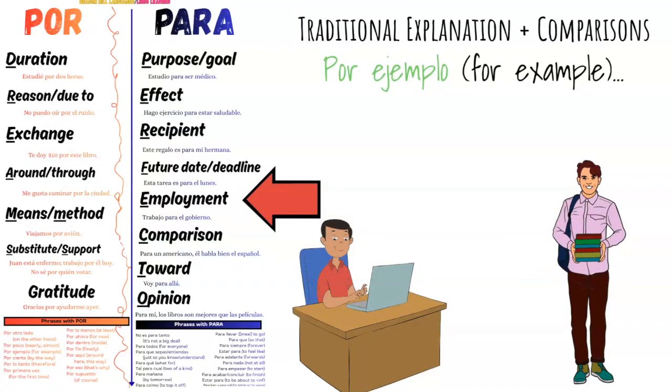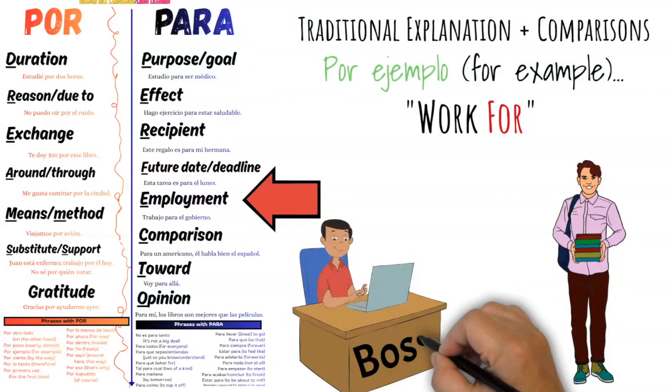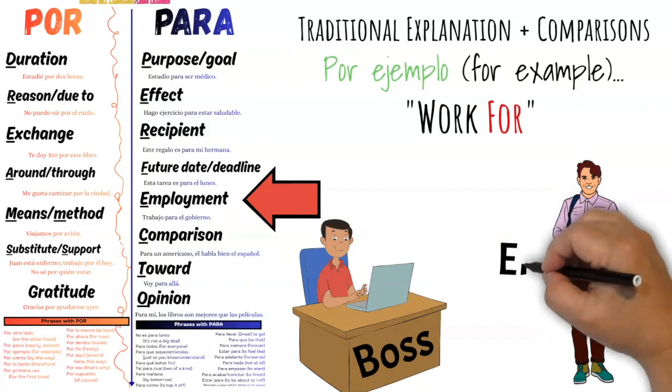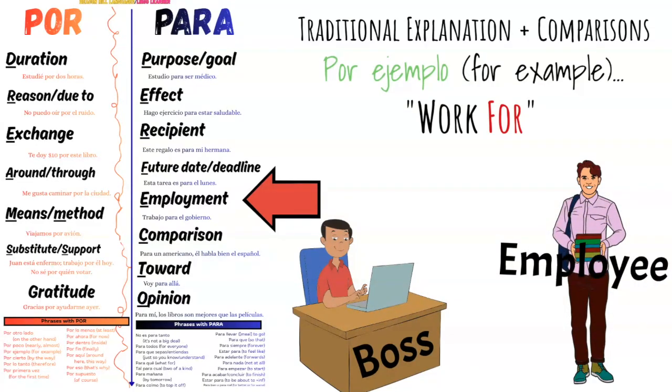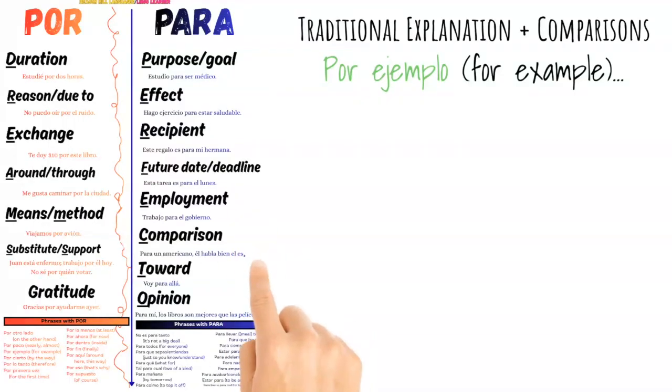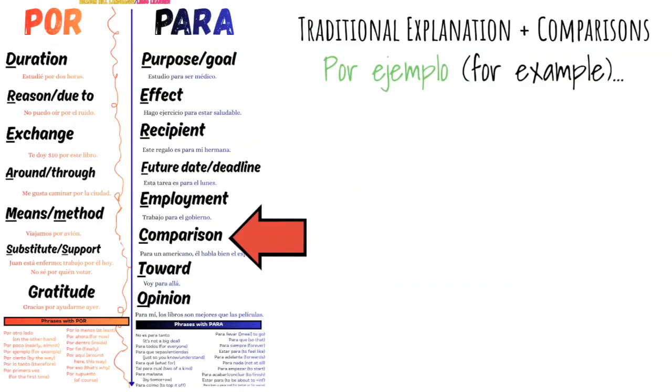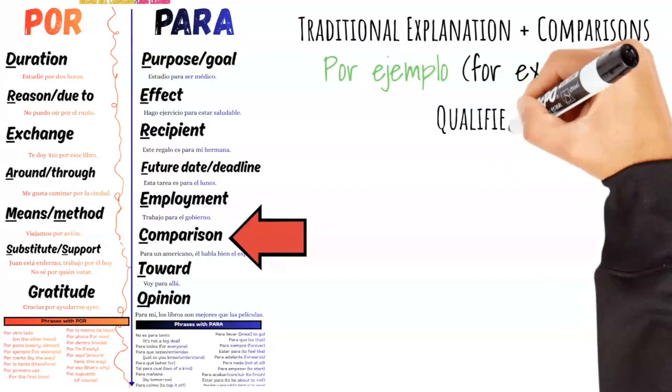As we briefly mentioned when we talked about por, describing employment uses para. Trabajo para el gobierno. I work for the government. So, trabajar por someone is to work for them, as in you're doing it in their stead or substituting them. But trabajar para someone is to work for them, as in they are your employer or boss. Got it?